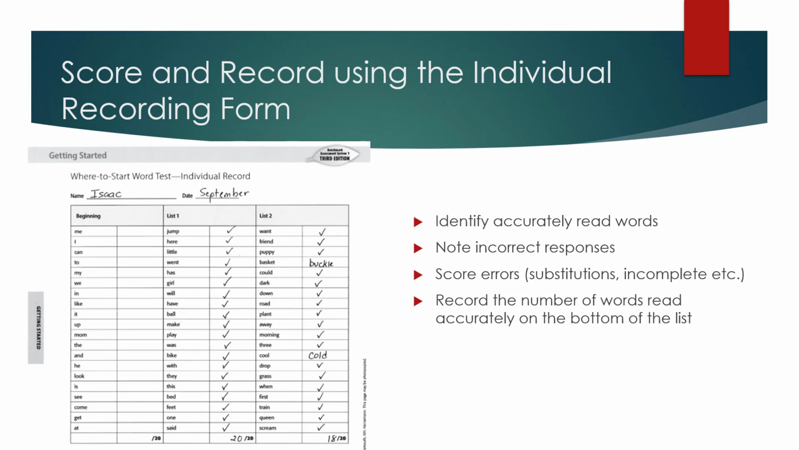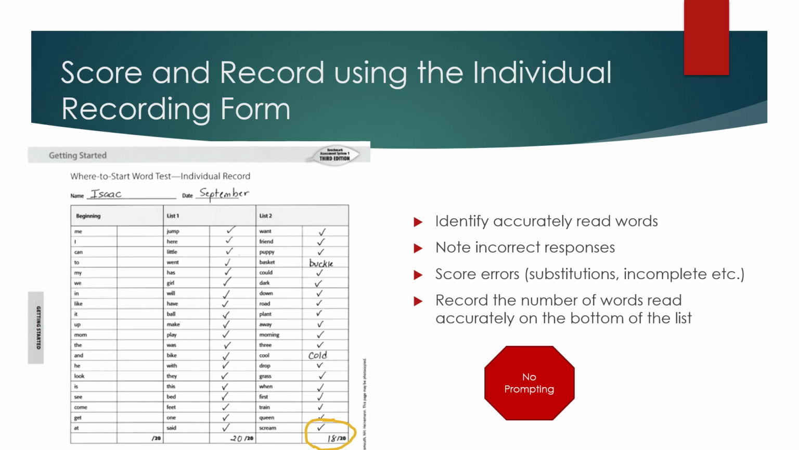Score as errors words that the student cannot read, substitutes with another word or other sounds, says several different ways and is uncertain of correct pronunciation, or reads incompletely, "bed" instead of "beds," or adds a sound, "plays" instead of "play." Do not prompt, coach, or ask the student to repeat a word, unless you could not hear it.